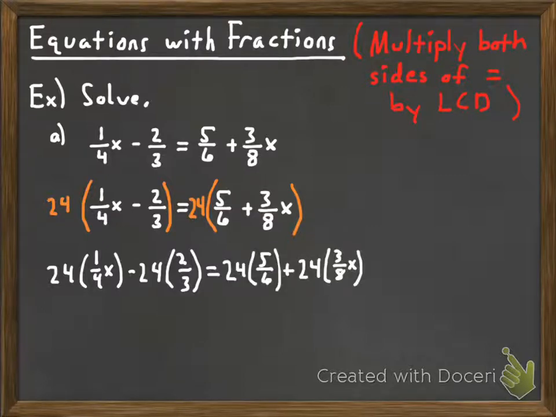And then I want you to pay attention to what happens with the denominators once I carry out all the multiplications that you see. We're going to multiply 24 times 1/4 x, and remember you can always cancel common factors out of numerators and denominators whenever you're doing multiplication, and 24 and 4 are both divisible by 4. That would become a 6 right there, and so that first term is going to become 6 times 1x, or 6x.